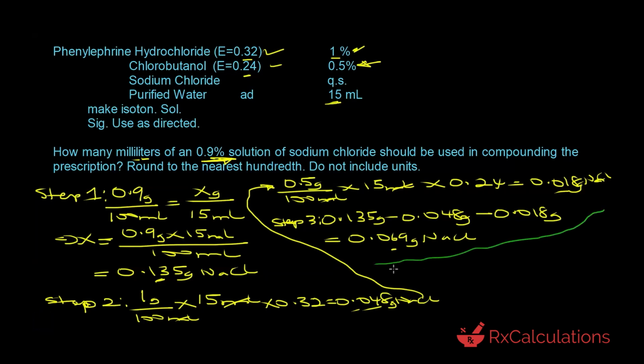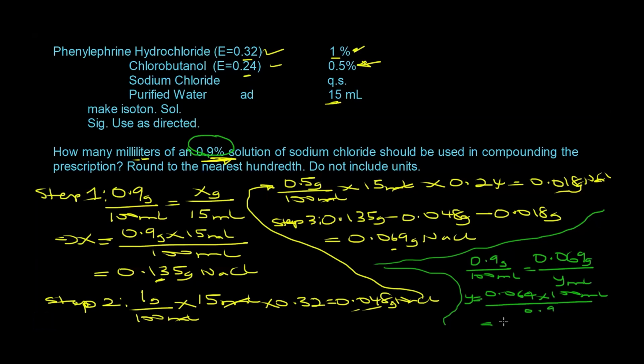So we need to do one more step, and what that would look like is a very elegant, quick proportion. So we'll start off with the concentration of the solution, and it's 0.9 grams in 100 milliliters. And the question is, what is that volume that will be needed to give you 0.069 grams, right? So we are looking for, in the denominator here, some volume. So you do the algebra, and you end up with 7.67.